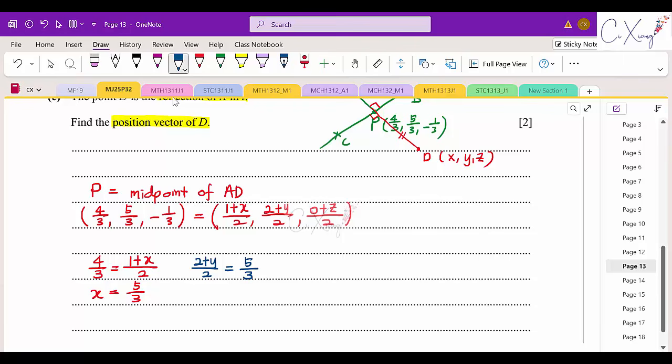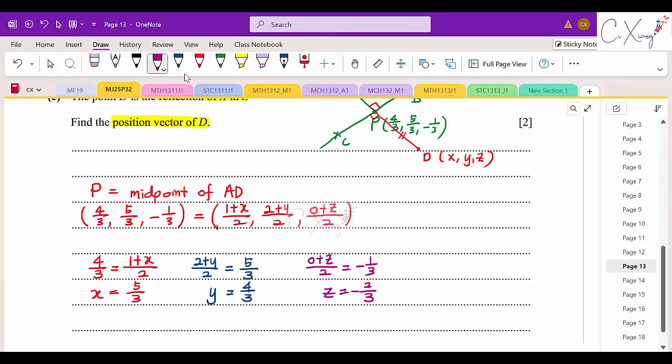Bring the 2 to the other side, then minus 2. The value of Y that you get should be 4 over 3. Then lastly, compare the Z with the Z coordinate. I'm having 0 plus Z divided by 2 equals negative 1 over 3. And what's the value of Z that we have? Z should equal negative 2 over 3.